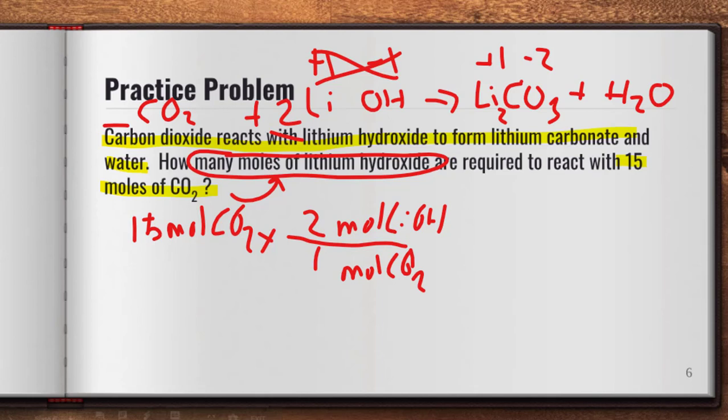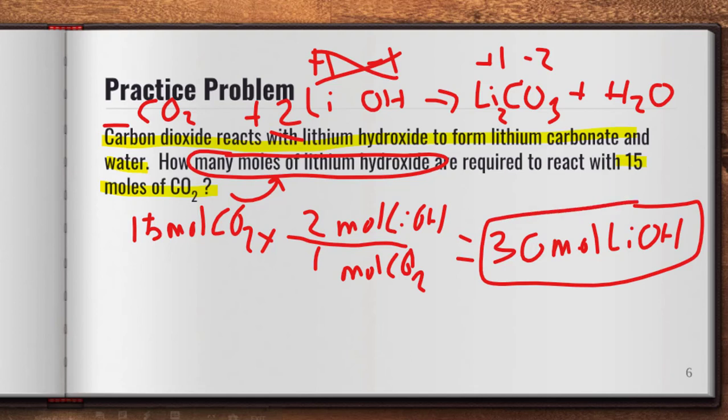All right, now I need to take a look. Are the units on top of my last step what I want? Yes. Okay, so now all I need to do is do some math. 15 times 2 divided by 1 is 30 moles of lithium hydroxide.